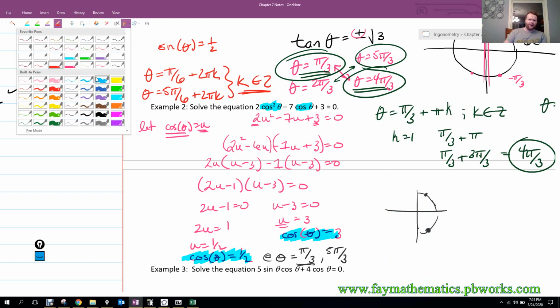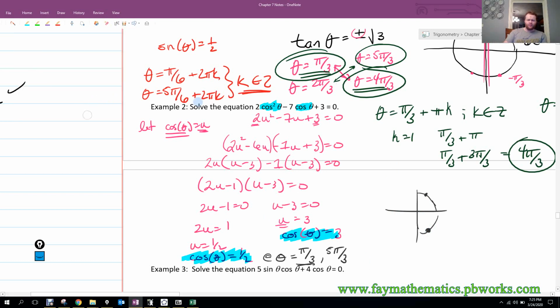So for what theta value, what angle measurement can I plug in that the x value on the unit circle gives me a 3 back? Well, remember, we're in the unit circle here, so the x values are only between -1 and +1. There's no way it can give me a 3 back. Okay, so that is undefined. There are no solutions from that.